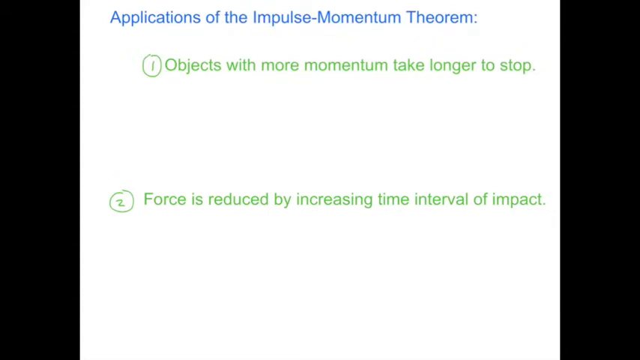So here are some conclusions that can be derived from the impulse-momentum theorem. The first is that objects with more momentum take longer to stop. So if we have change in momentum equals force times time, we know that if we increase the change in momentum and we want to keep the force the same, then we also must increase time. So that makes sense. And a practical example of this is that a truck would take longer to stop than a car, which has a smaller mass.